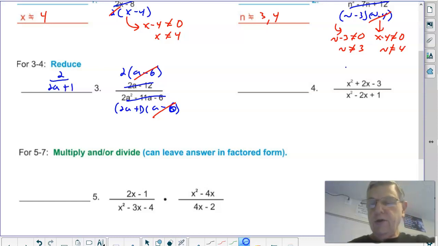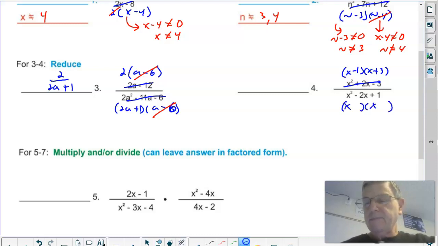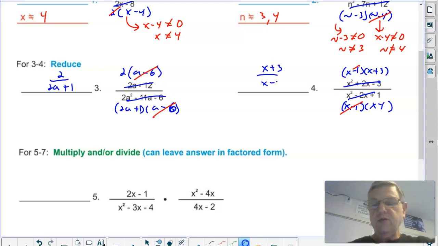Number 4, 2 trinomials. We got to factor if we're going to be able to reduce. x and x. Positive 3 in the back and a negative 1 gives me that positive 2 in the middle. x and x. Negative 1 gives me that negative 2 in the middle. All right, and again, these x minus 1's divide out. And what's left? x plus 3 over x minus 1. Now, these have excluded values. We're just not asking for them all the time. We just need you to know the concept.